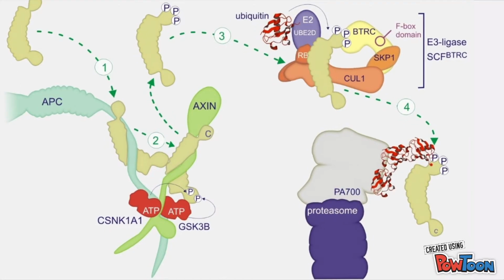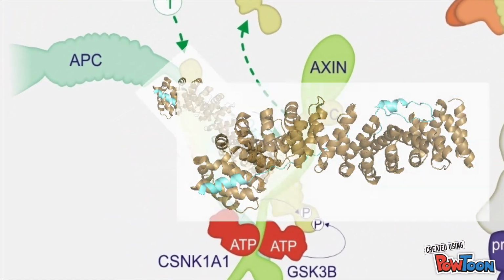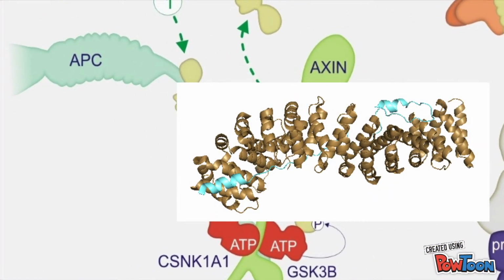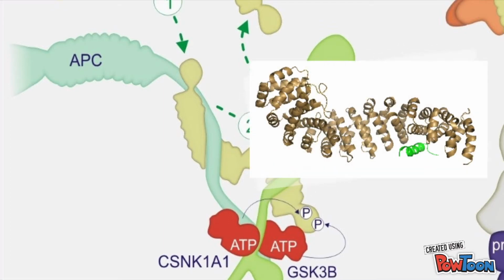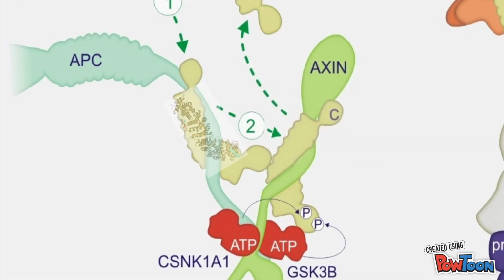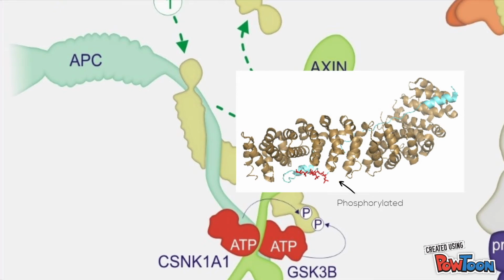In the absence of Wnt, the beta-catenin is recognized by the APC-axin complex. After this, the beta-catenin is transferred to axin. While axin holds the beta-catenin in place, GSK3B and CSNK12 phosphorylate beta-catenin on the serine 45 priming site on the N-terminal. Then, the APC holds the phosphorylated beta-catenin and disposes it so a new beta-catenin can bind.